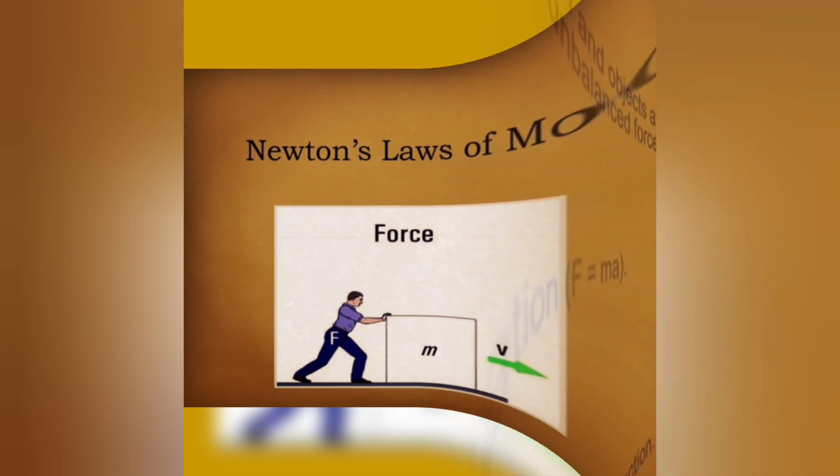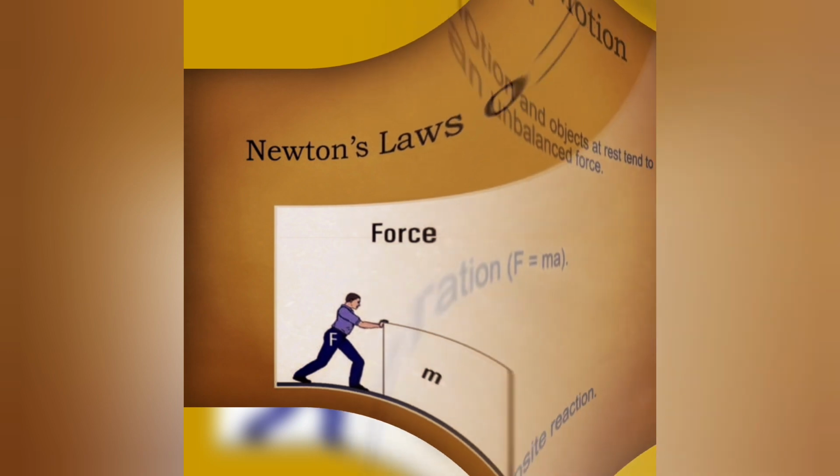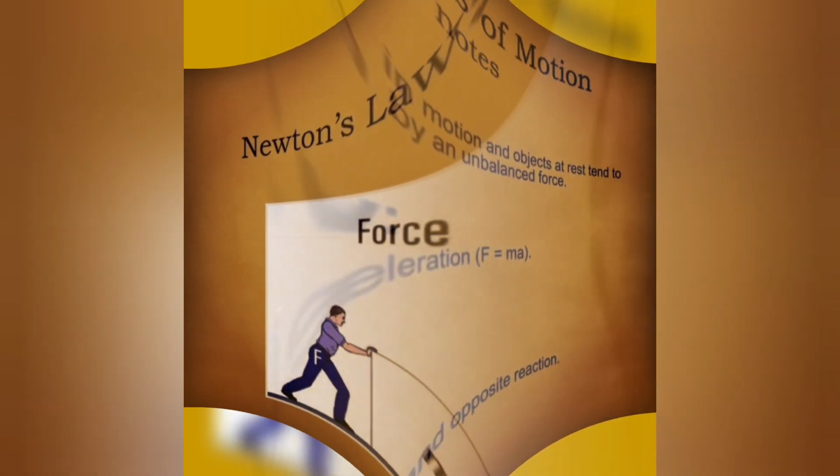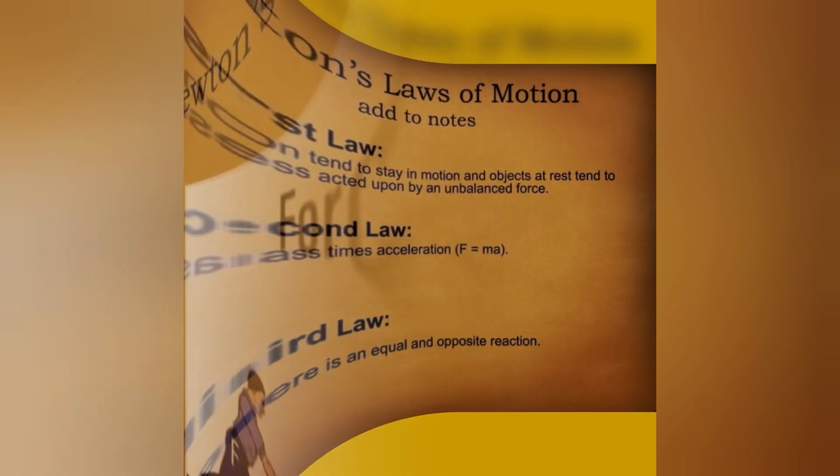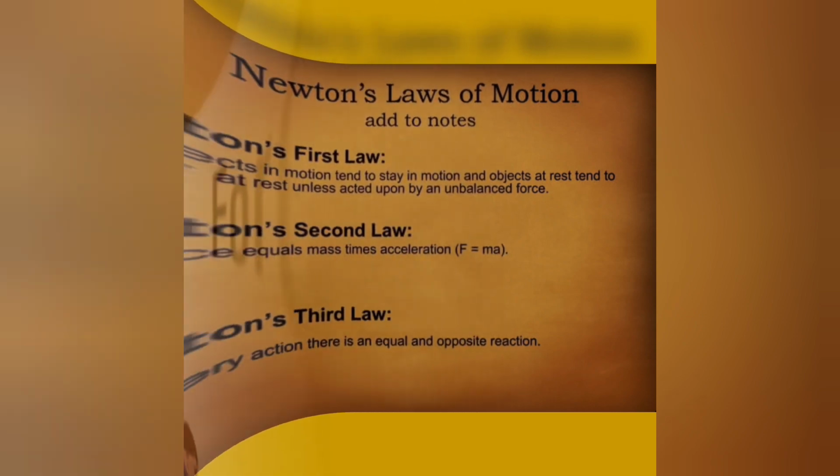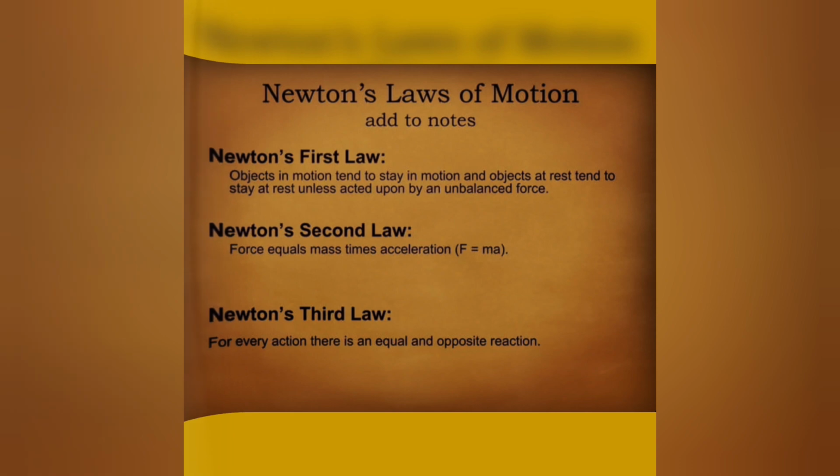Newton's first law: objects in motion tend to stay in motion, and objects at rest tend to stay at rest, unless acted upon by an unbalanced force. Newton's second law: force equals mass times acceleration, F = ma. Newton's third law: for every action there is an equal and opposite reaction.